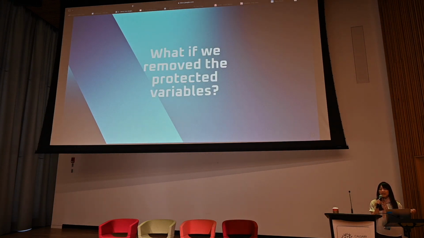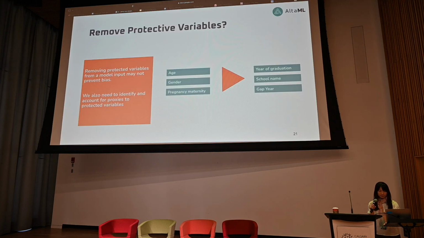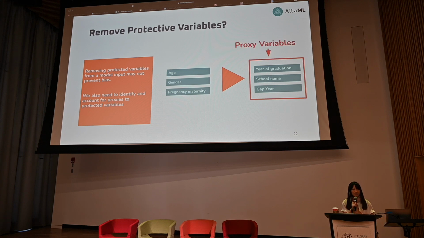One solution people think might work is to remove the protective variable, right? Because the assumption is that if we don't tell the machine this information, it's just going to be fair. But here's the problem. There's such a thing we call a proxy variable. Without your telling the machine learning those protective variable details, a proxy variable helps the machine learn those protective variables without you specifically telling it.